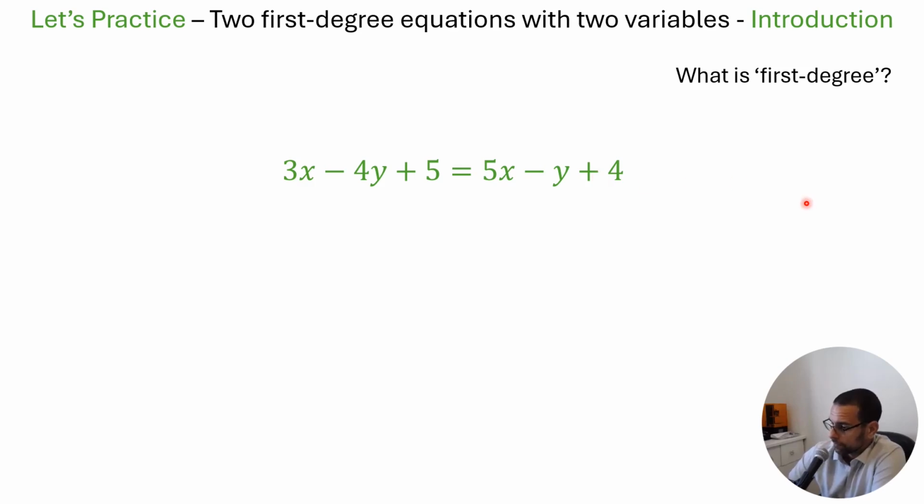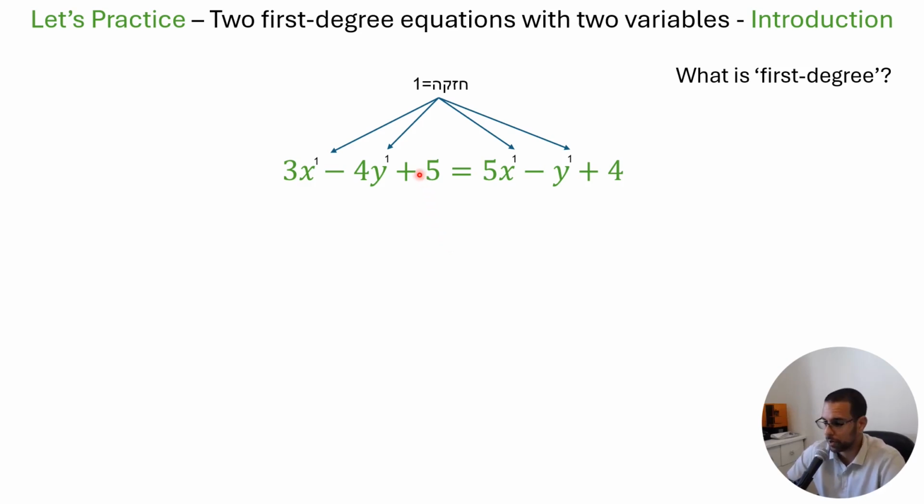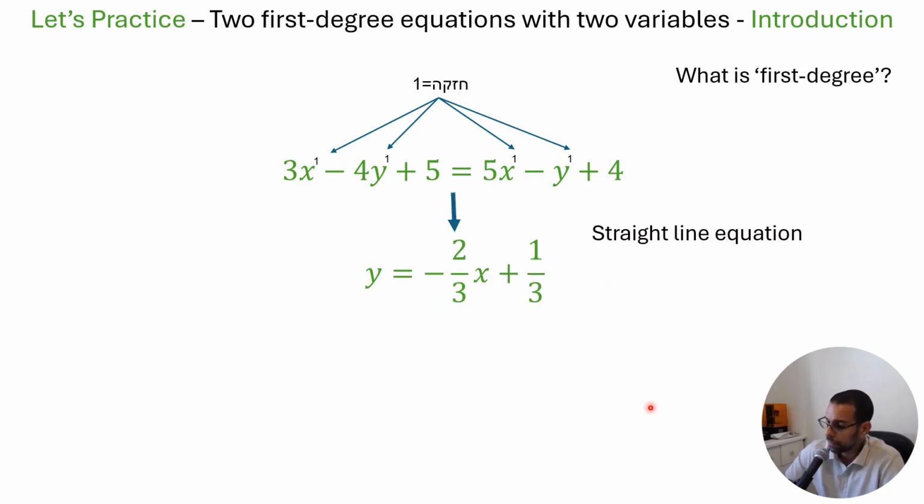What is first degree? Well, first degree means that all of the variables we have, like this x and y, have the power of 1, not squared, not cubed, 1. That's all it means. And what we can do with it, we can move things around, isolate the y, and then we're going to get something identical to a straight line equation.